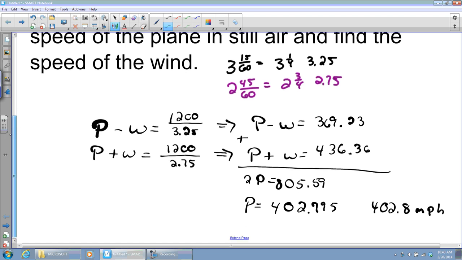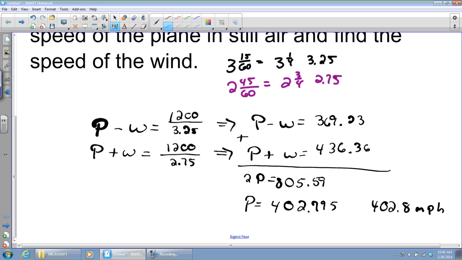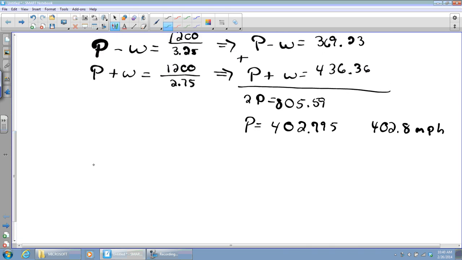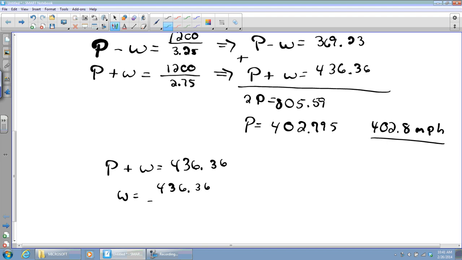Now to get the wind, that's simple. I just plugged that into one of the 2 equations, and I think I'll use the P plus W equation. And so I'll have P plus W equals 436.36. P, of course, is this number here, so W is going to be the difference of 436.36 and 402.8. Okay, I'll get a 6. I'll do a little borrowing right there.